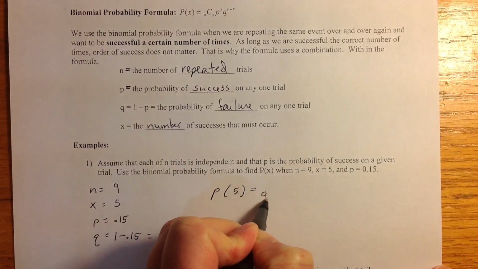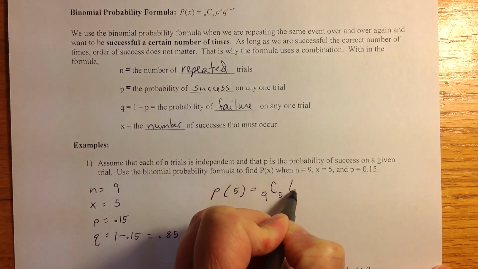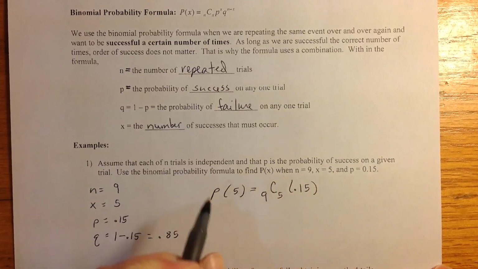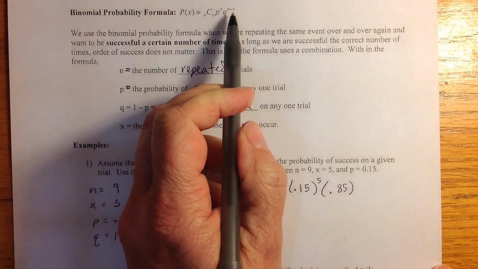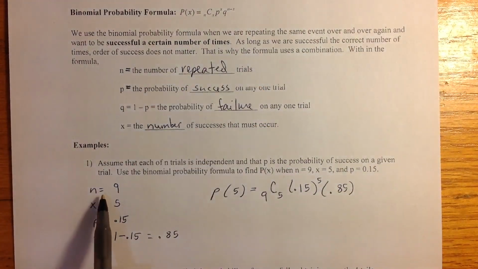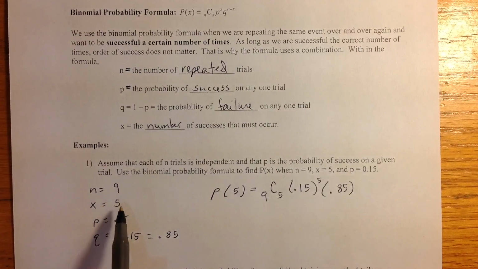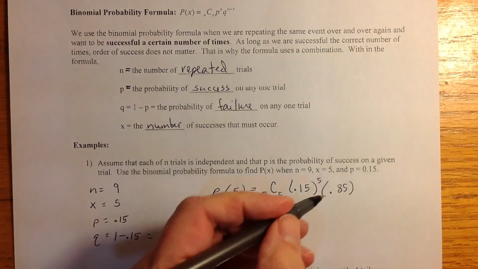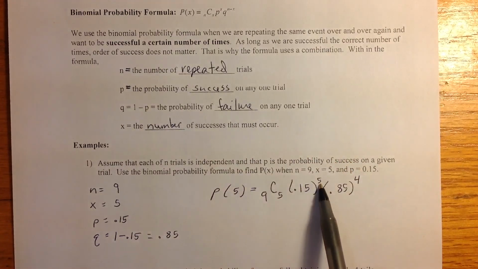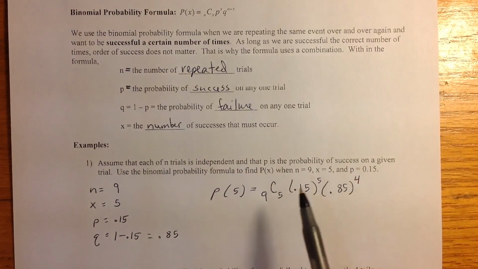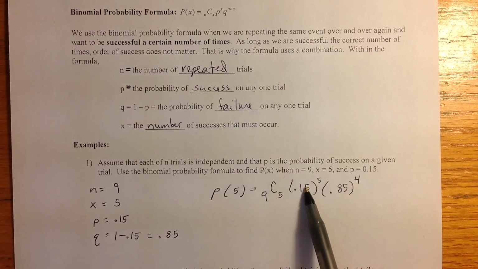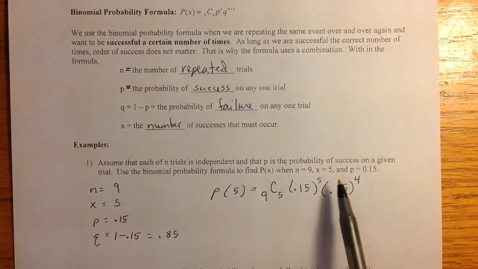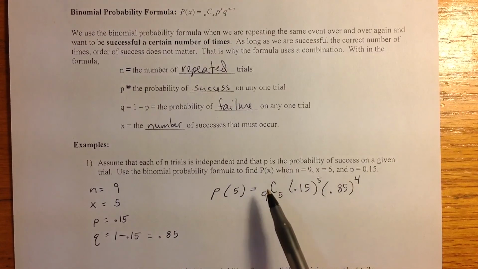So it's going to be 9 combination 5, 0.15 to the x power, so x is 5, times 0.85 to the n minus x. So n is 9, x is 5, so 9 minus 5 is 4. These two numbers here should add to the first number written before your combination. We want something to happen 5 times. It cannot happen 4 times to make 9 total trials.